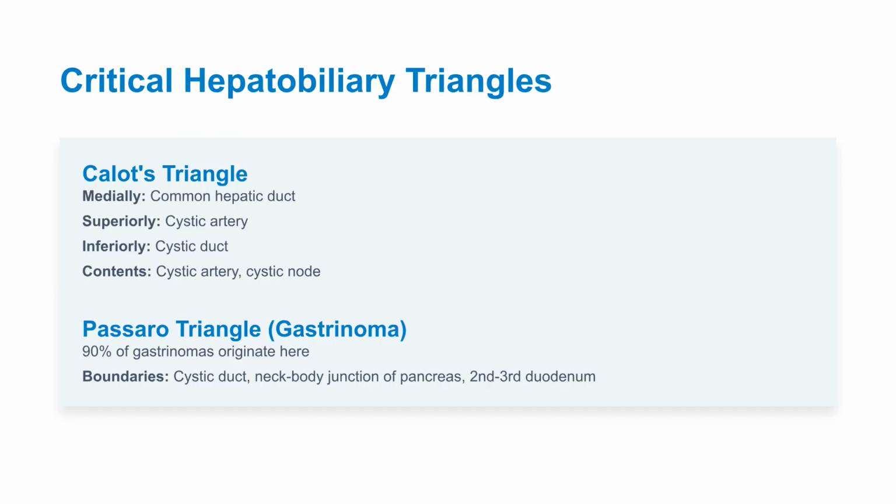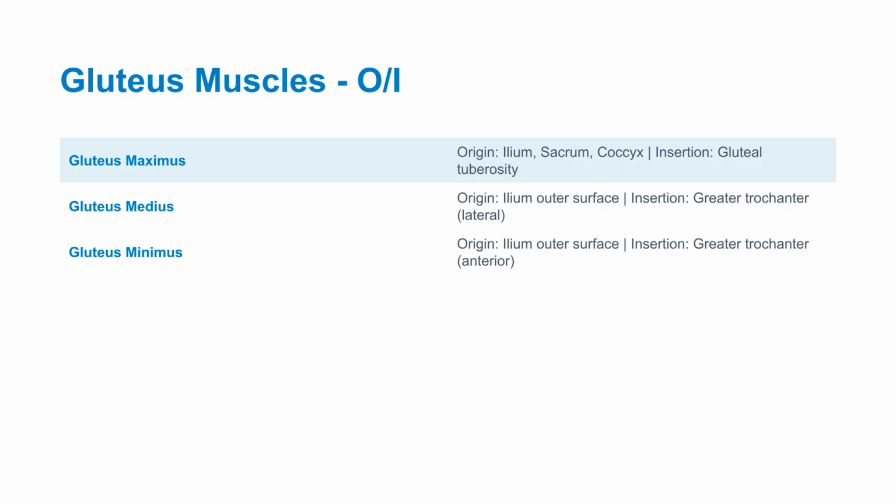Critical hepatobiliary triangles include Calot's triangle, containing the cystic artery and node, bounded by the cystic and common hepatic ducts. Pesaro triangle is where 90% of gastrinomas originate. Reviewing gluteus muscles, the gluteus maximus originates from the ilium, sacrum, and coccyx. The gluteus medius and minimus originate from the ilium outer surface, inserting on the greater trochanter.